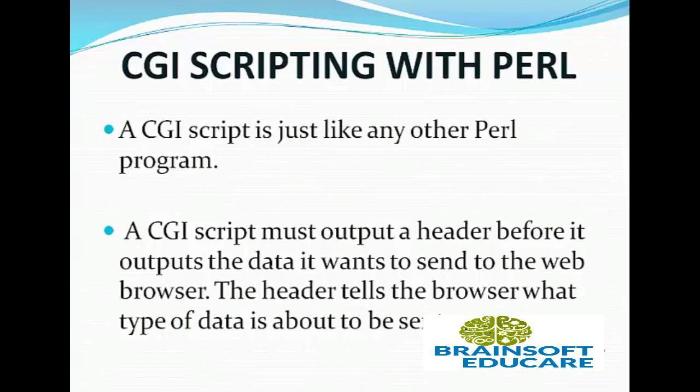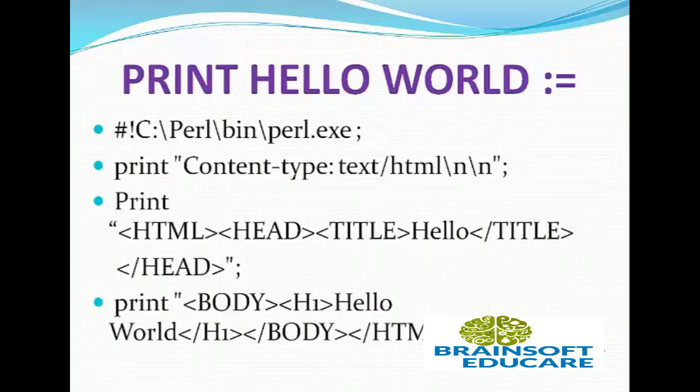A CGI script must output a header before it outputs the data it wants to send to the web browser. The header tells the browser what type of data is about to be sent. Here we will see an example of printing hello world. Coding for the hello world program.